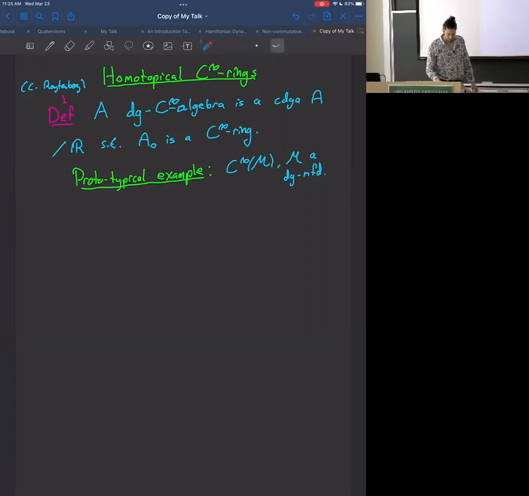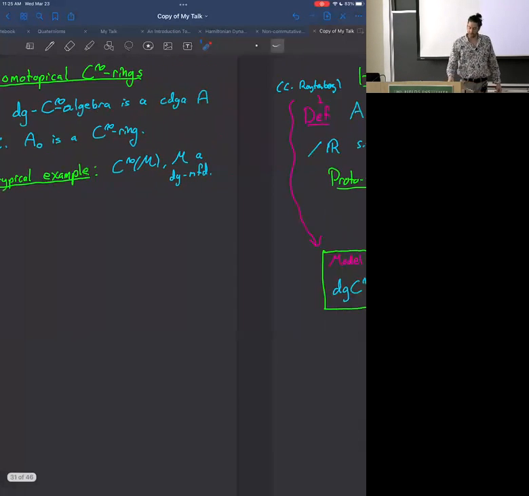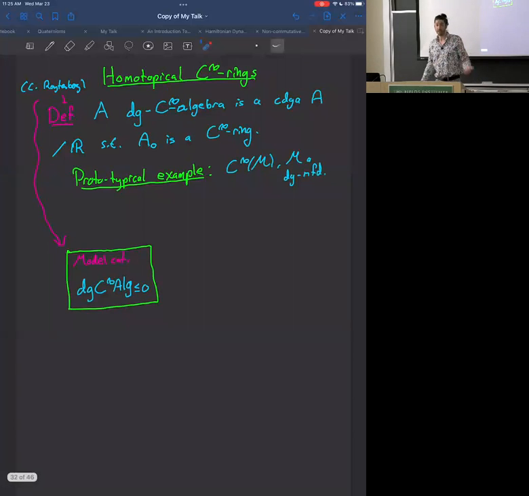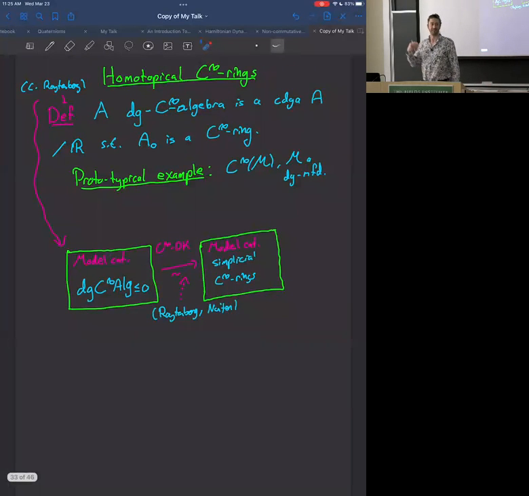And as these are homotopical, there's a nice model category. We have one for the unbounded case as well, but as we're doing derived geometry, we're going to concentrate on those in non-positive degree. So there's a nice model structure there, but there are other things you could think about as a homotopical C-infinity ring, like simplicial C-infinity rings.